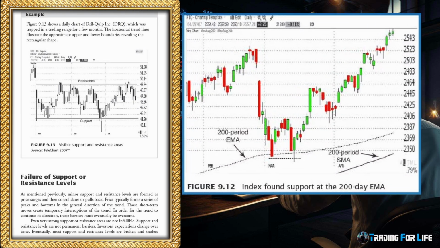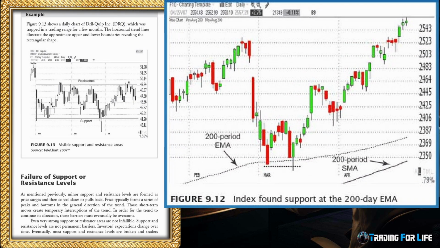Example: Figure 9.13 shows a daily chart of Drillquip Inc., DRQ, which was trapped in a trading range for a few months. The horizontal trend lines illustrate the approximate upper and lower boundaries, revealing the rectangular shape. Failure of support or resistance levels. As mentioned previously, minor support and resistance levels are formed as price surges and then consolidates or pulls back. Price typically forms a series of peaks and bottoms in the general direction of the trend. Those short-term moves create temporary interruptions of the trend. In order for the trend to continue its direction, those barriers must eventually be overcome.